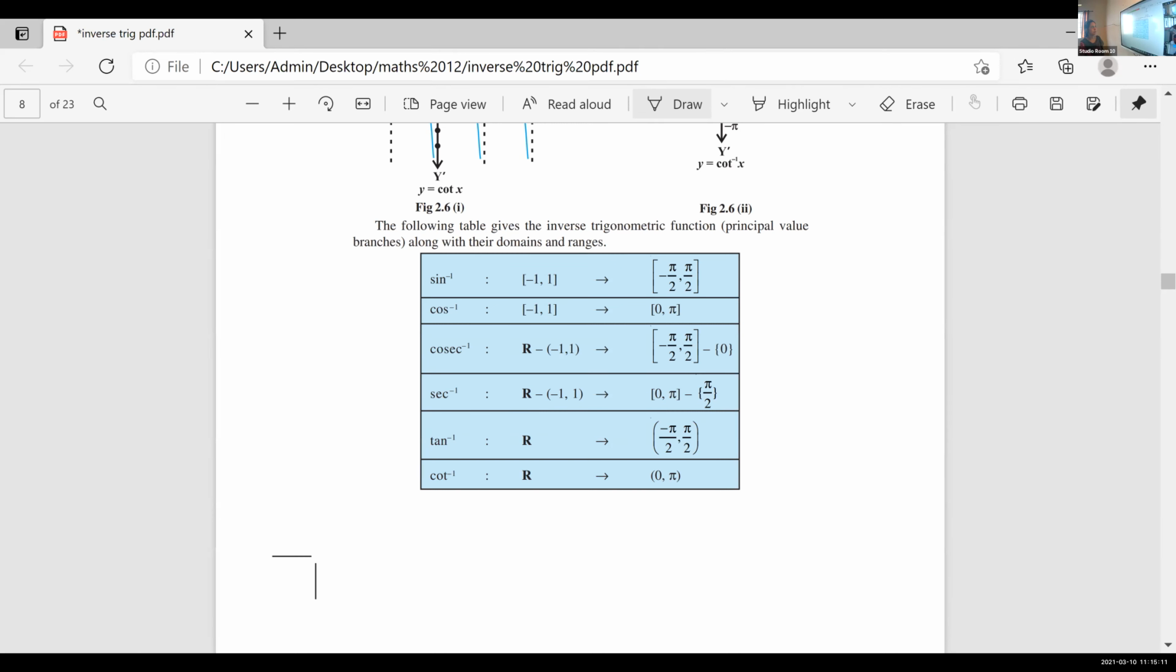The following table gives the inverse trigonometric functions with the principal value branches along with their domains and range. If you take sine inverse, the principal value branch is from minus pi by 2 to plus pi by 2. Cos inverse, look at your cos inverse, it is 0 to pi.